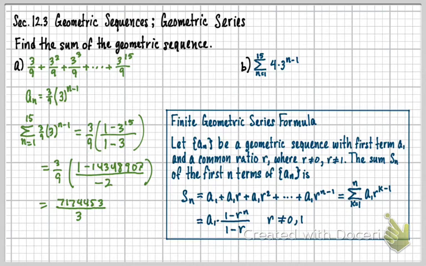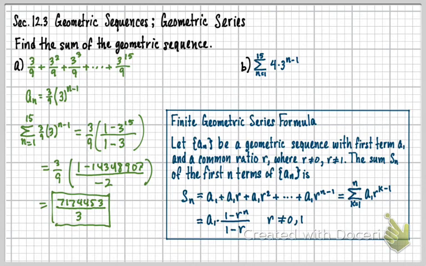So this is what we get for our answer. It's going to be 7,174,453 over 3, and that's in simplest form. So there's our answer for this one. That's the sum of the sequence. Okay, now we're going to do the other one.